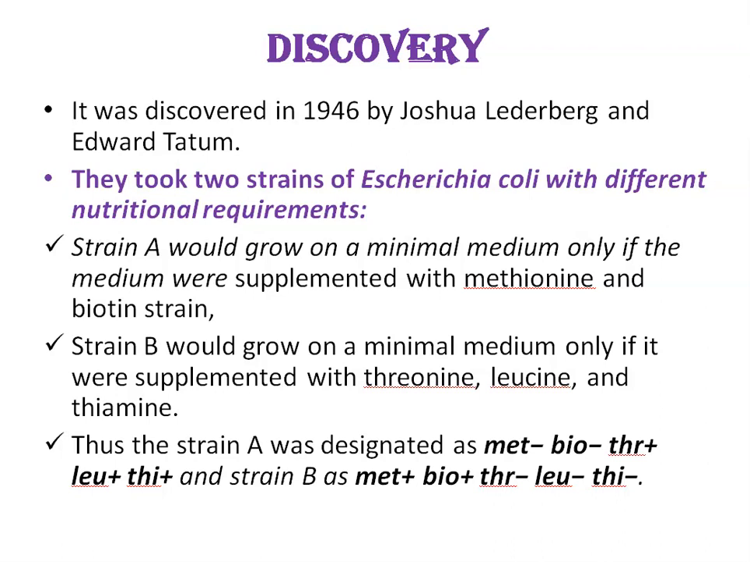Strain A would grow on a minimal medium only if the medium were supplemented with methionine and biotin, right? Methionine is an amino acid and it is required for protein synthesis. Similarly, biotin is associated with lipid synthesis, and biotin is critical for bacterial survival and pathogenesis, right? Strain B would grow on a minimal medium only if it were supplemented with threonine, leucine, and thiamine, right?